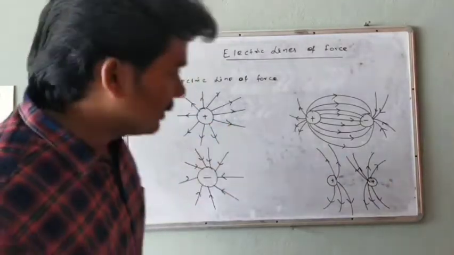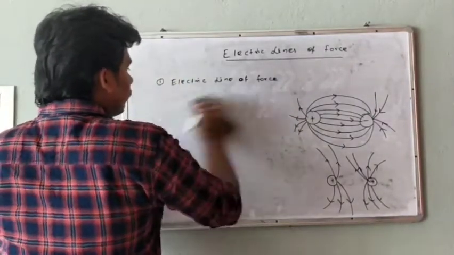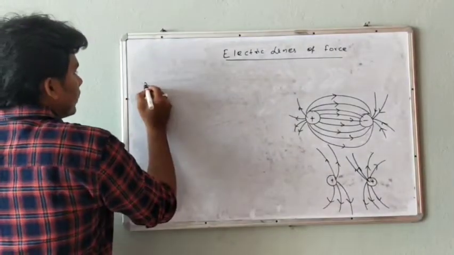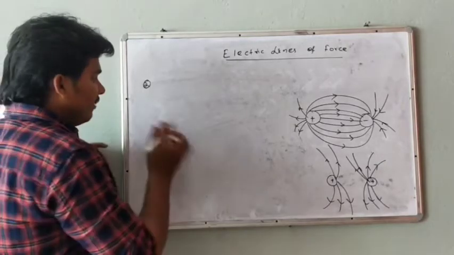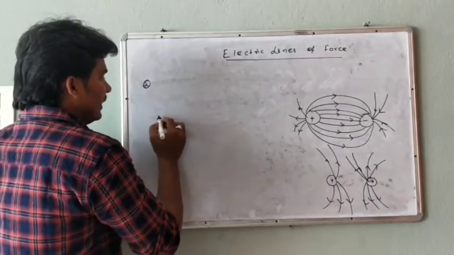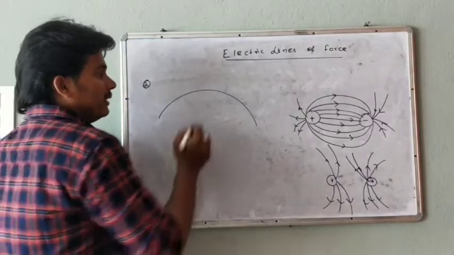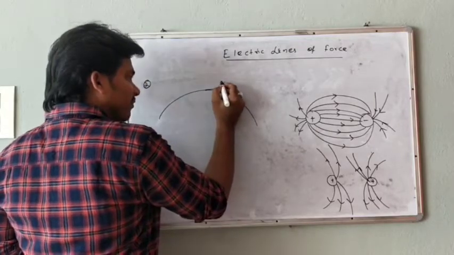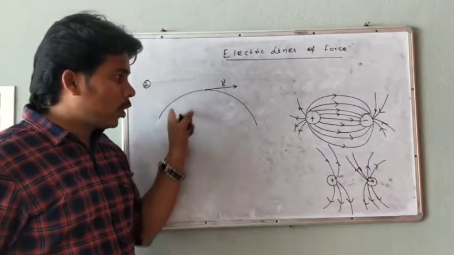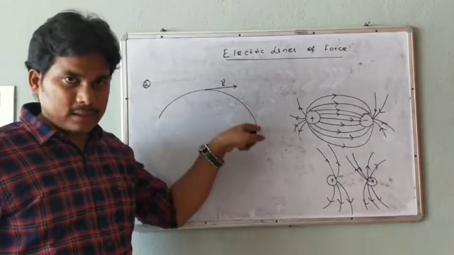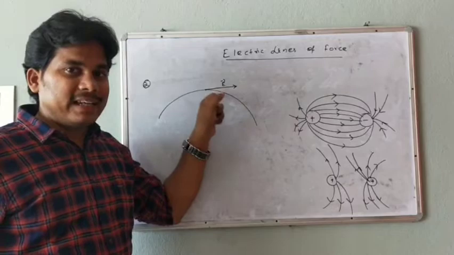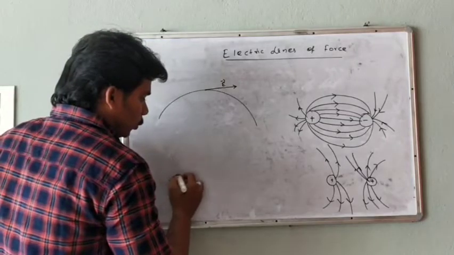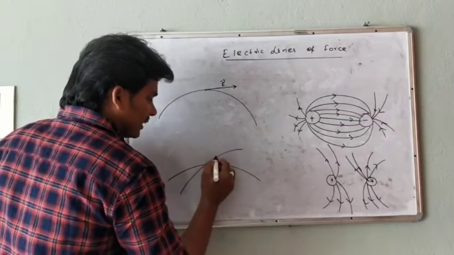Next point is that if it is a curved path, the tangent drawn at any point will give the electric field intensity. The tangent drawn at any point of a curved path will give the electric field intensity. And remember, the most important point is that two electric lines of force never intersect with each other.